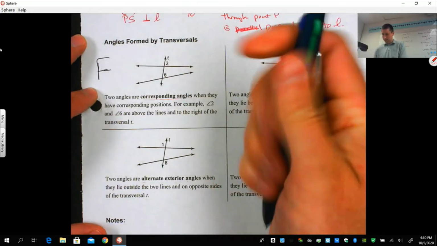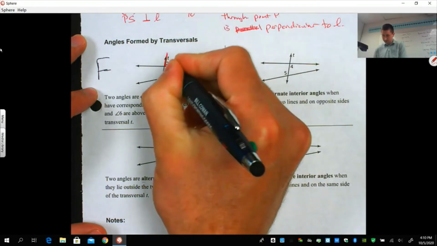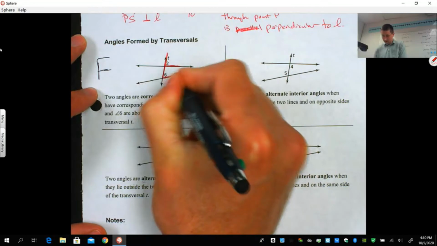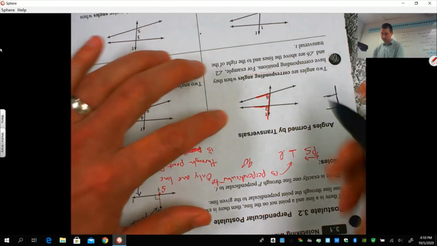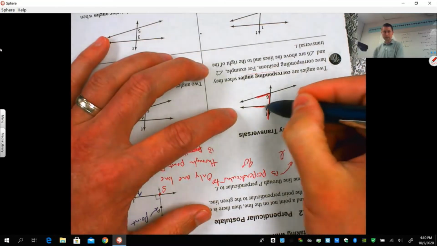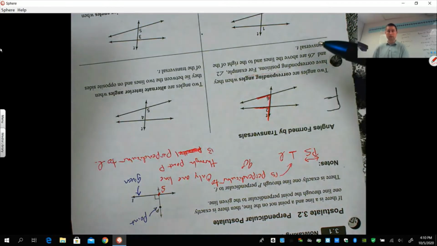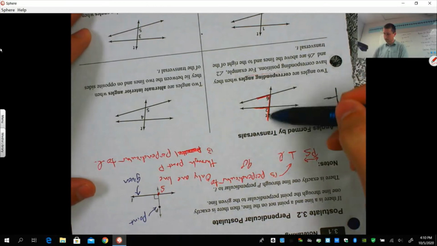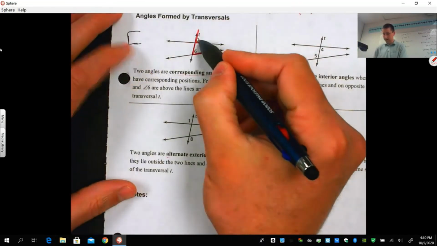So I should use a different color here. If I draw these in, there's angle 2, and there's angle 6. Looks like a double L, but if I move it around, you see the F that's being formed. A lot of the questions after this section are going to be done with parallel lines. It's going to make some of these letters show up a little bit better. Okay, so there's an F. Remember, corresponding positions. This is in the top right. This is in the top right.